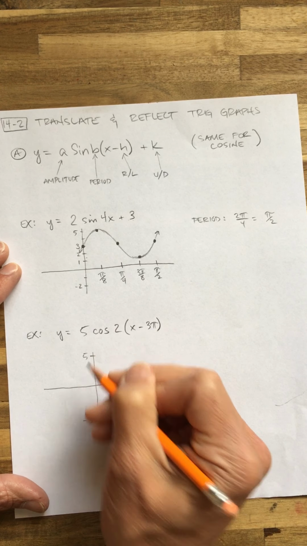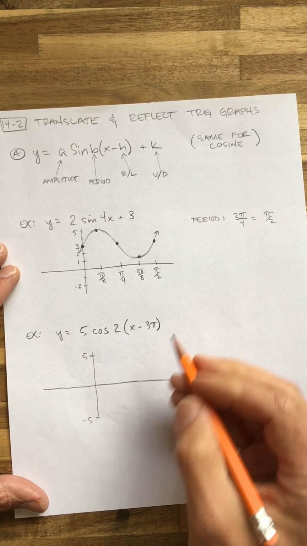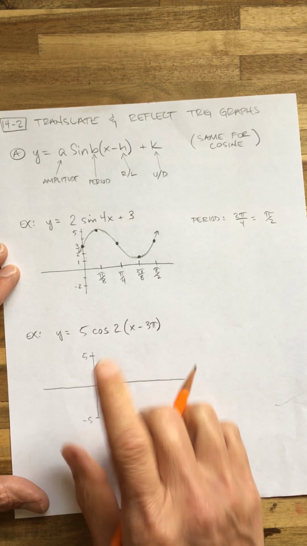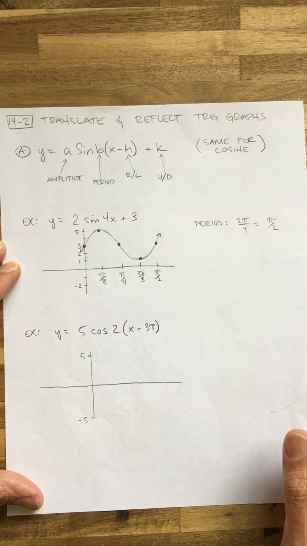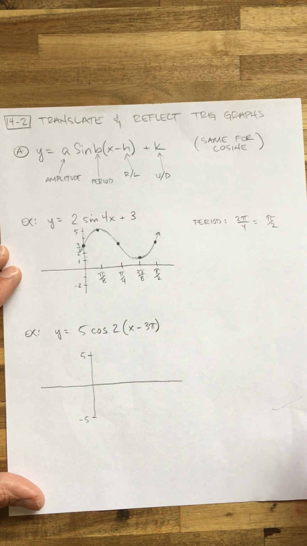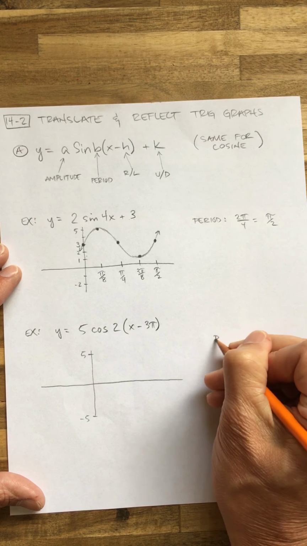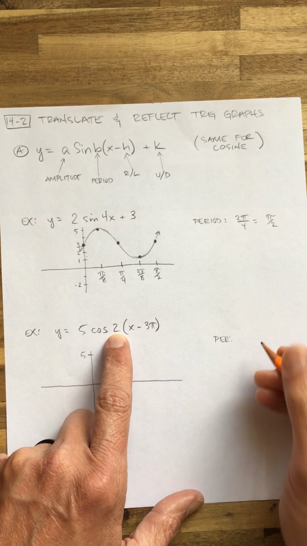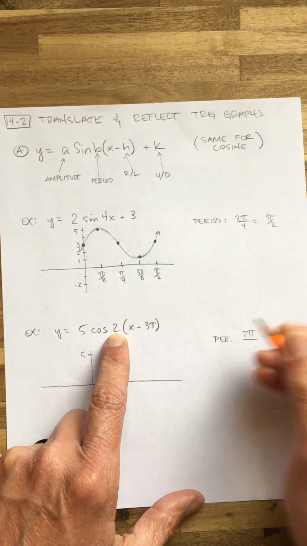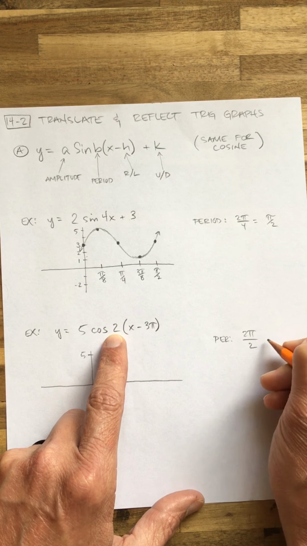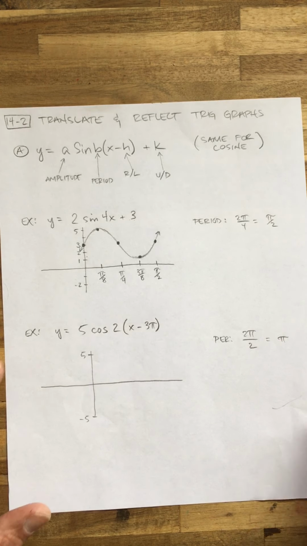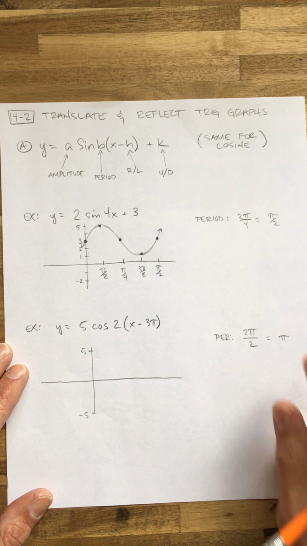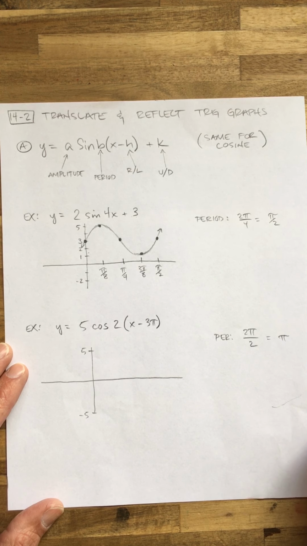Why didn't I count it out this time? You notice I don't have a k value, so I know it's not going to shift up or down. So if there's no k value, you're safe just putting the maximum point and the minimum point. All right, and now let's check out what my period is. My period is going to be 2 pi divided by b, which is 2, so that simplifies to pi. So my period is pi. That means I get one complete cosine wave in the space of 1 pi.